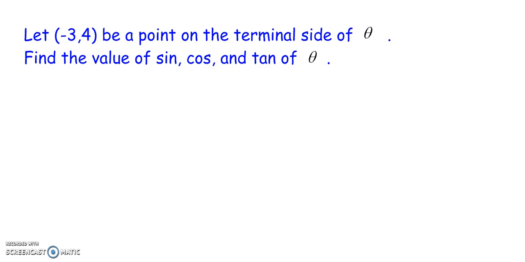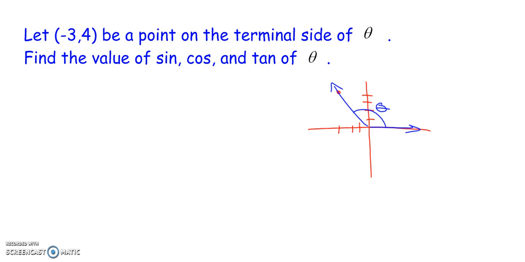Let negative 3, 4 be a point on the terminal side of theta. Find the value of sine, cosine, and tangent of theta. All right, so you don't really need an x and y axis here. You know that negative 3, 4 is out here, meaning our initial side is here, terminal side here. This is the angle theta we're looking at. Now I want to know the sine, cosine, and tangent of that value of theta.